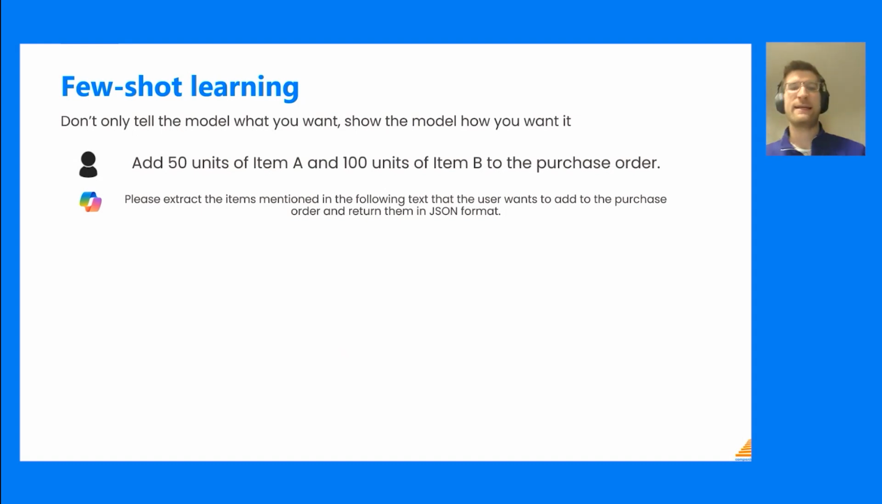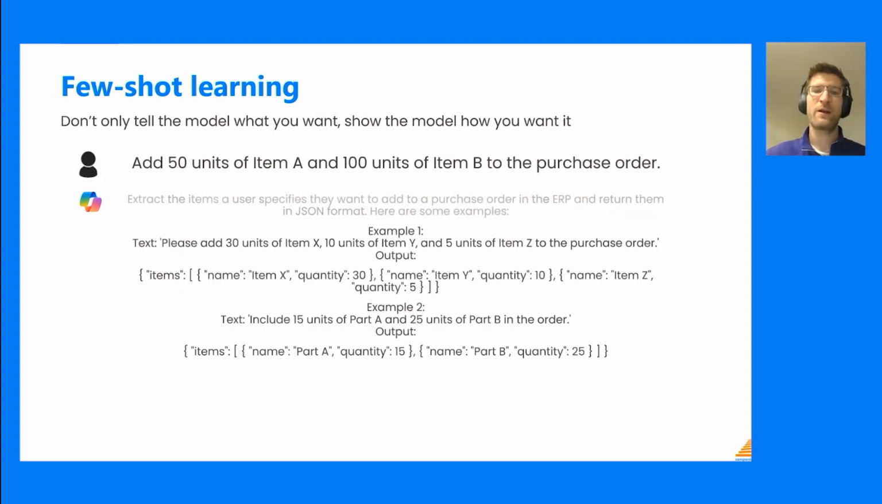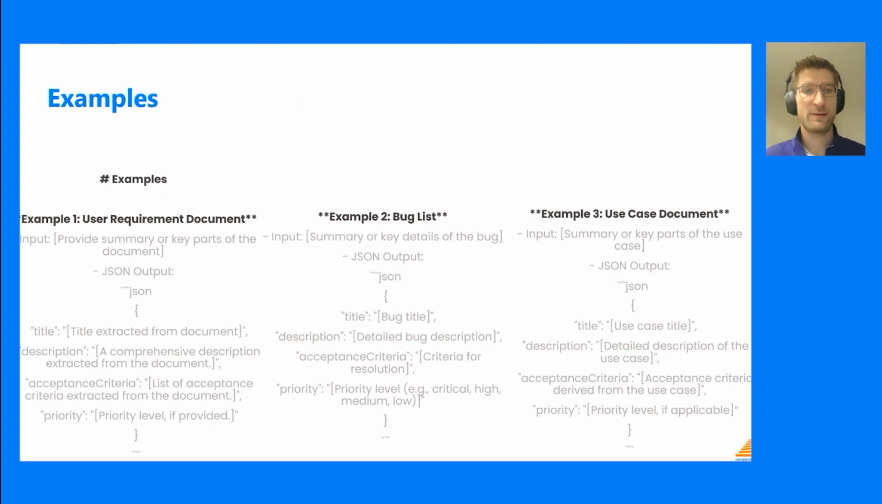But few-shot learning is saying don't only tell, also show what you want. So by applying the few-shot learning prompting technique, we would also add some examples to the system prompt. So if input looks something like this, "Please add 30 units of item X, 10 units of item Y, 5 units of item Z," this is how the JSON should look like. And if input is something like "Include 15 units of part A and 25 units of part B," this is how the JSON should look like. And few-shot learning is nothing but examples in our 5 components.